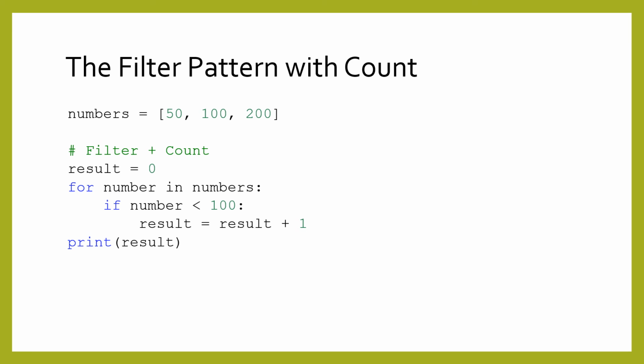The filter pattern is very compatible with the other patterns. Here we see a variant of the pattern being combined with the count pattern. The basic code structure is the same, with an if statement inside of our for loop. The big difference comes in the initial value and accumulation step, which match the count pattern instead of the map pattern.